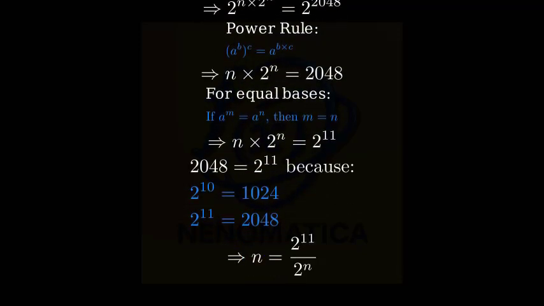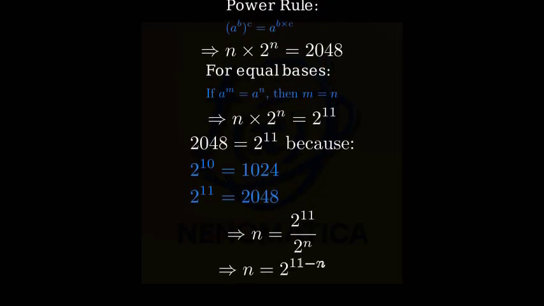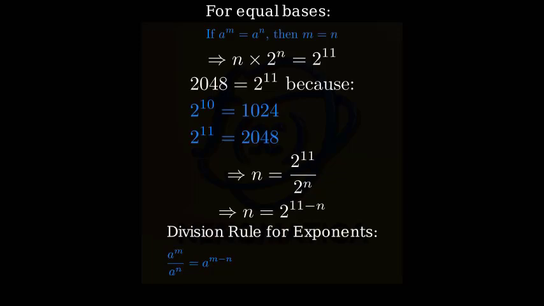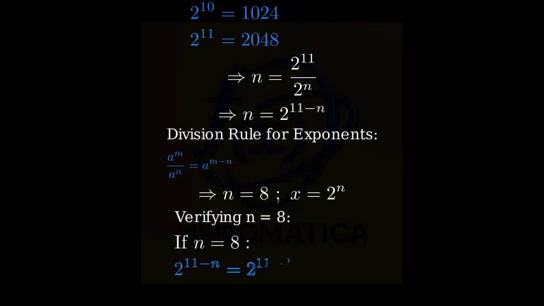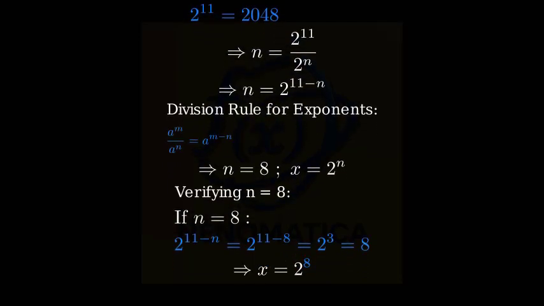Now, let's isolate n. We divide both sides by 2 to the power of n. Using the rule for dividing exponentials with the same base, we can simplify the right side to 2 raised to the power of 11 minus n. Now we have the equation n equals 2 to the power of 11 minus n. This is a special type of equation where n appears on both sides. Let's try n equals 8 and see if it works. Since n equals 8 satisfies our equation, we can now find x. Since x equals 2 to the power of n, we have x equals 2 to the power of 8.